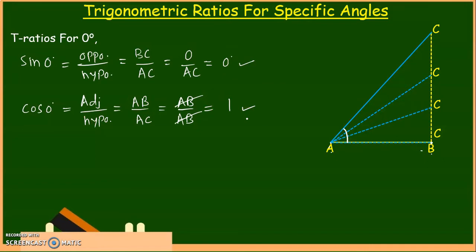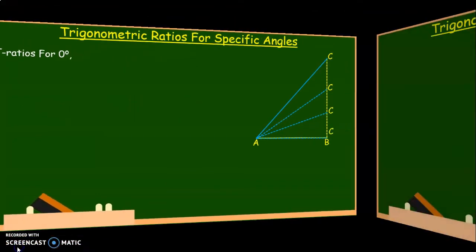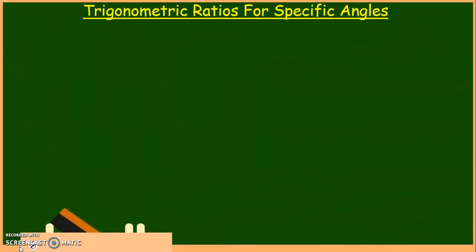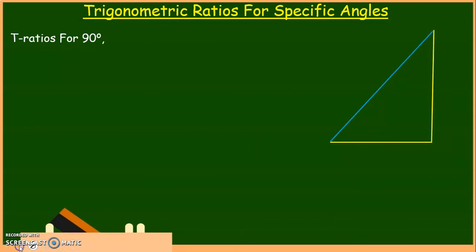Now from those two ratios, you can find out the values of tan, cosec, sec and cot, right? And now let's find out the values of trigonometric ratios for 90 degrees. So here let's consider triangle ABC, which is right angled at B.